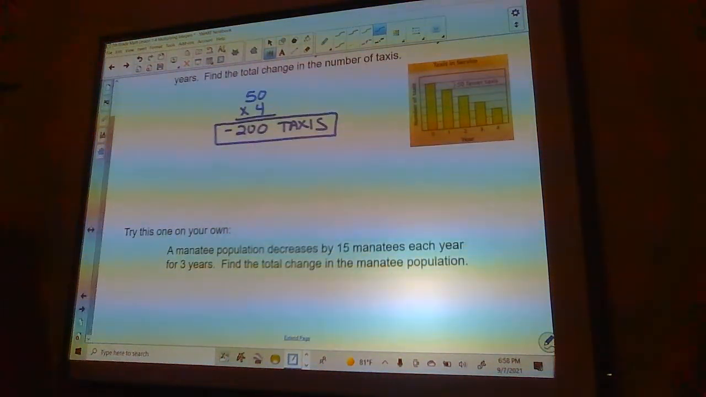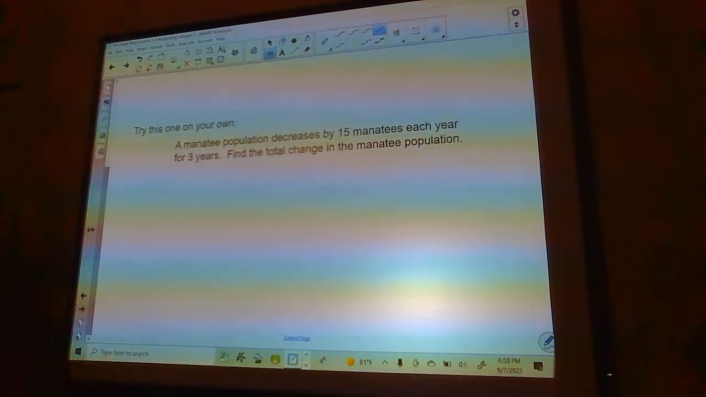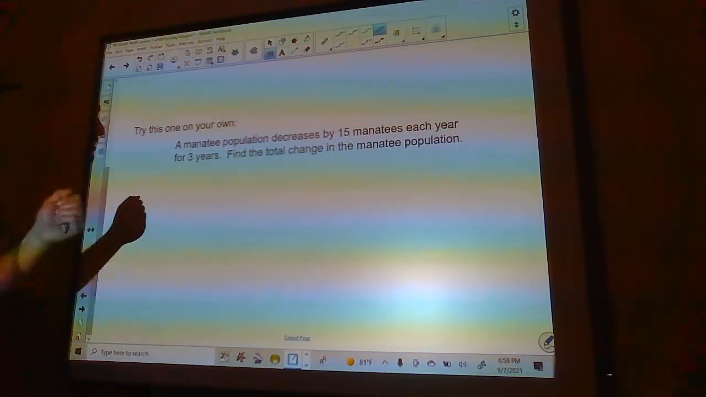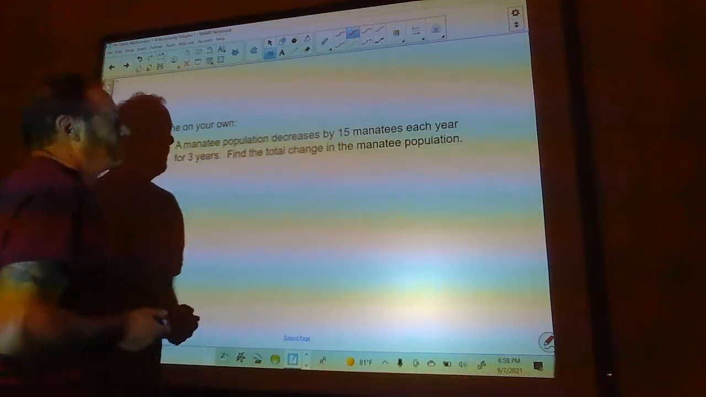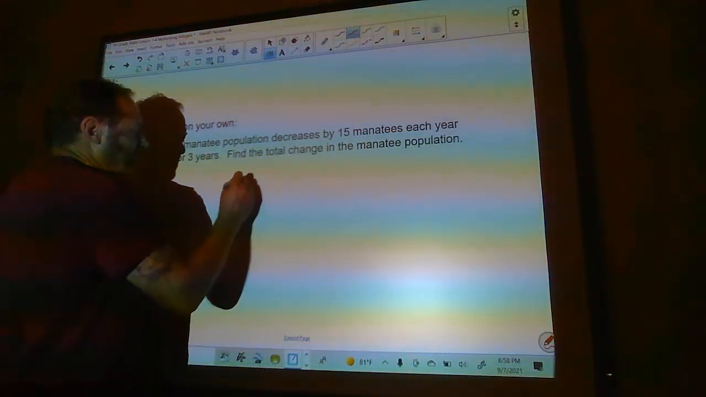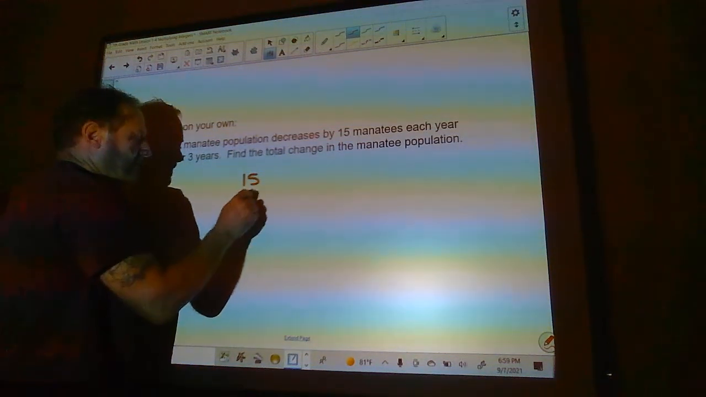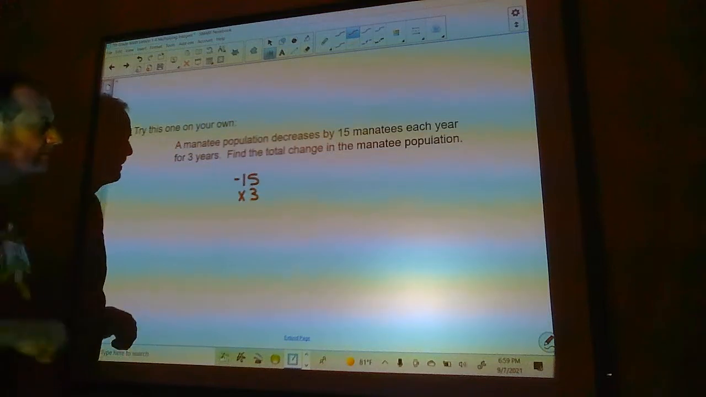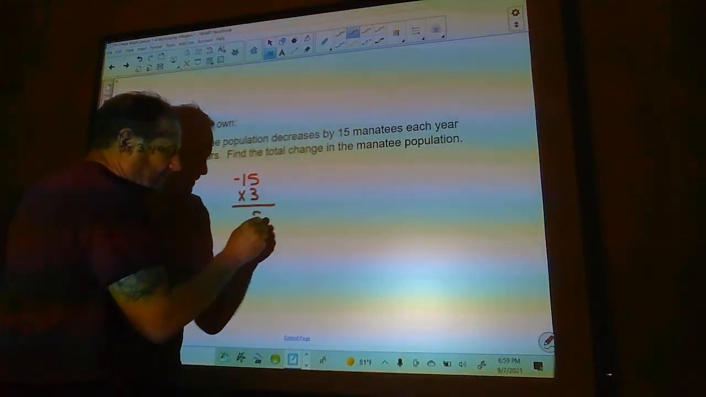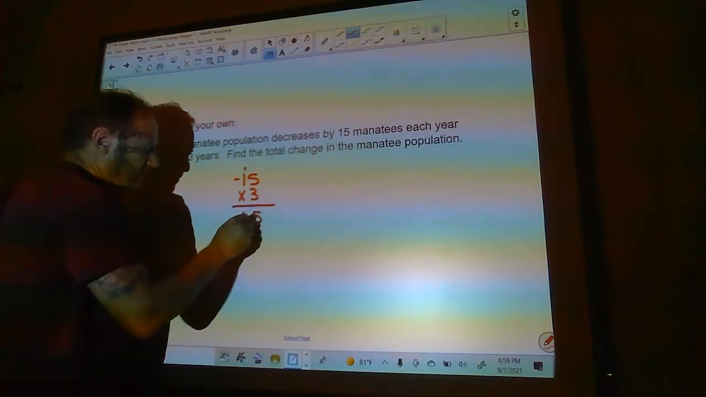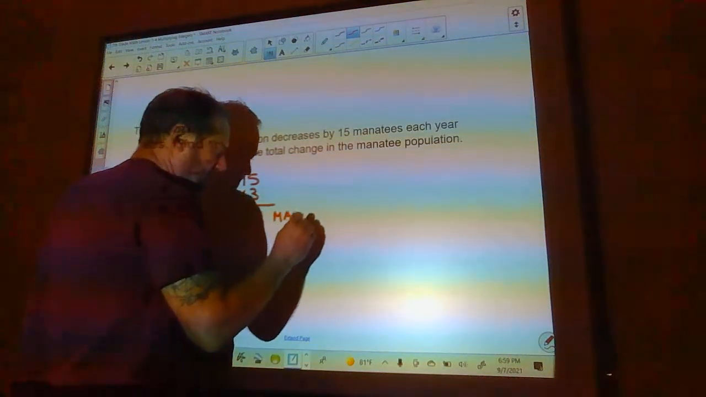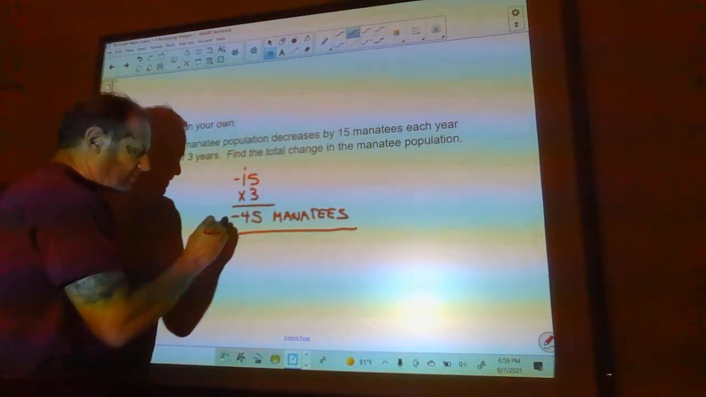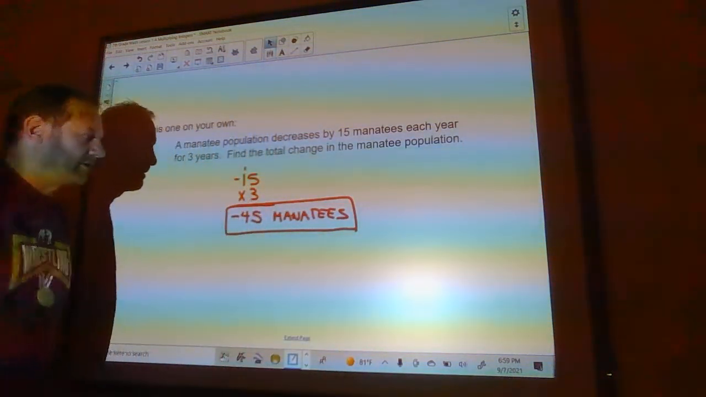Try this one on your own. A manatee population decreases by 15 manatees each year for 3 years. Find the total change in the manatee population. Pause the video, do this problem, and then jump back on and compare your answer. So we got 15 times 3, because it goes down by, it's actually negative 15 times 3. 3 times 5 is 15, carry my 1. 3 times 1 is 3, plus 1 is 4. It's negative. There's negative 45 manatees. Or you can say 45 fewer manatees, whichever one you prefer.